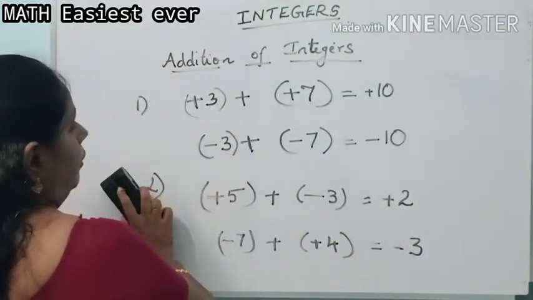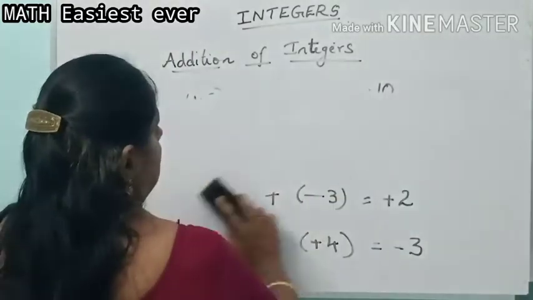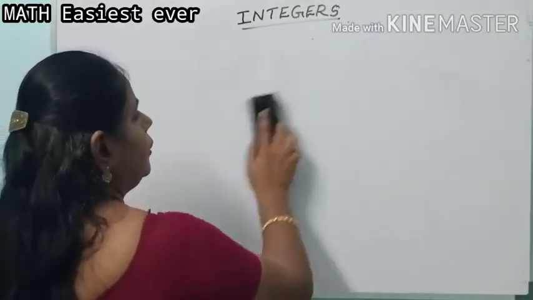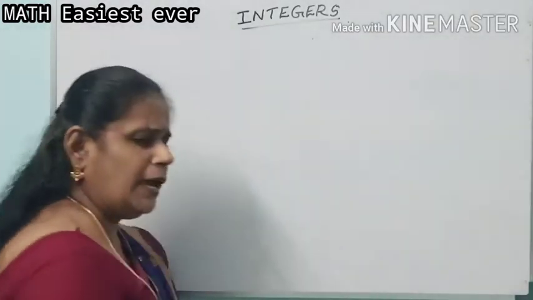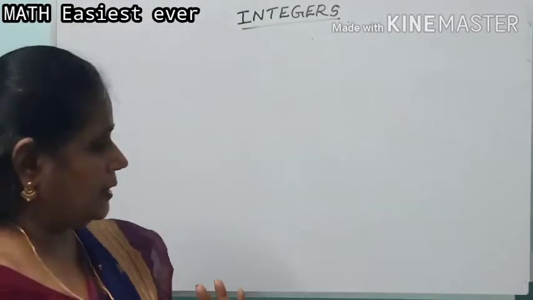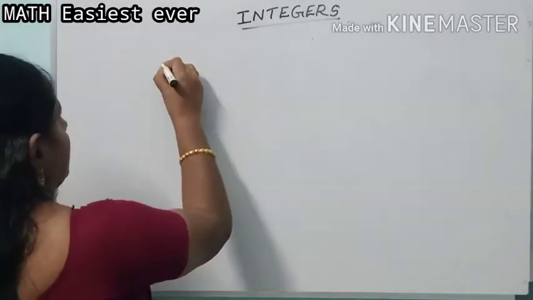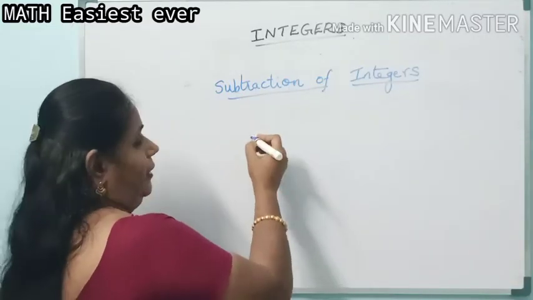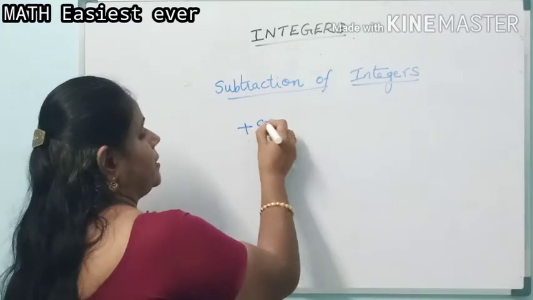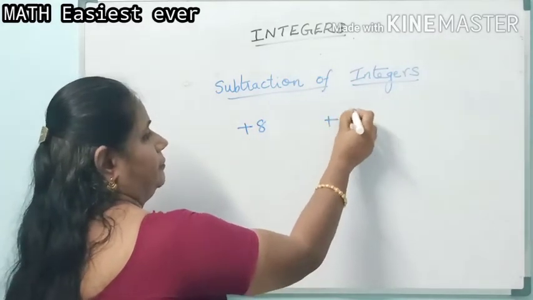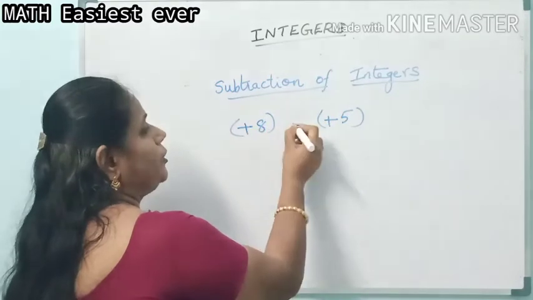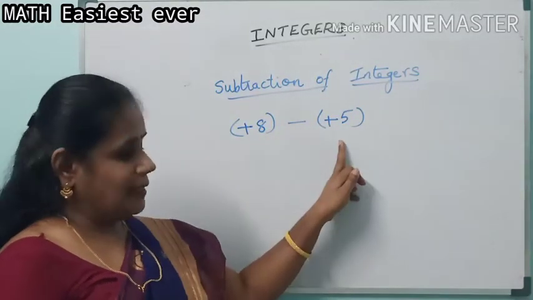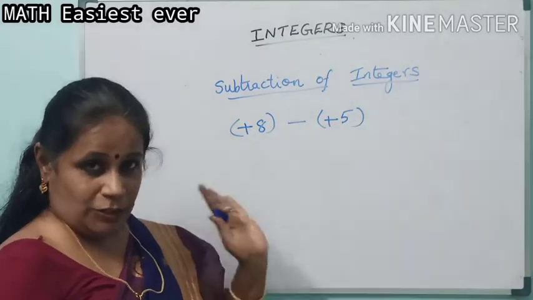Next, we'll go for subtraction of integers. Okay, if you do it with bigger numbers also, it is the same rule only. You have to understand the rule clearly. Let's go for the subtraction of integers. First we'll take two positive integers, plus 8 and plus 5, and we are going to subtract these two integers.